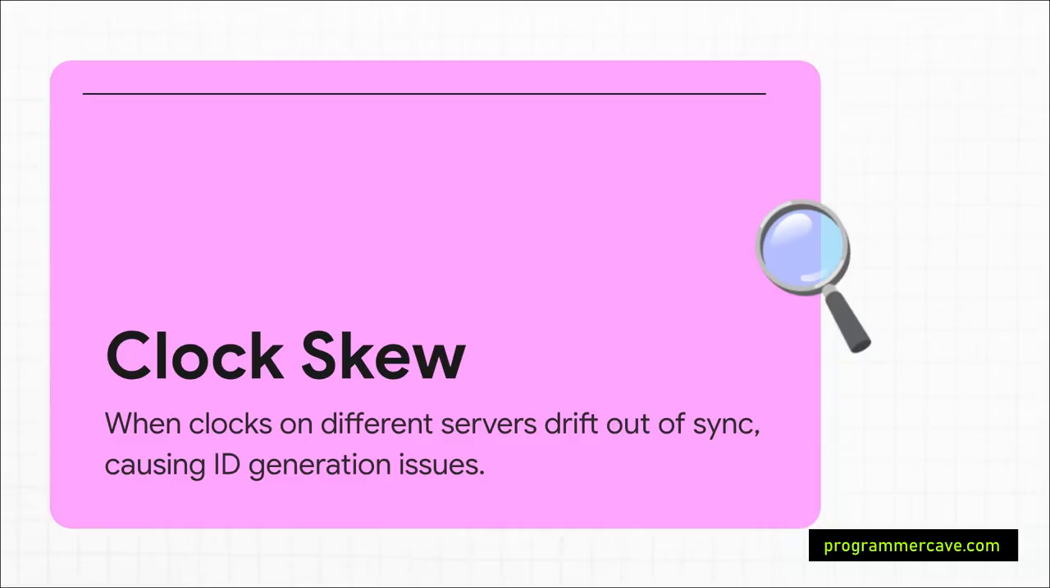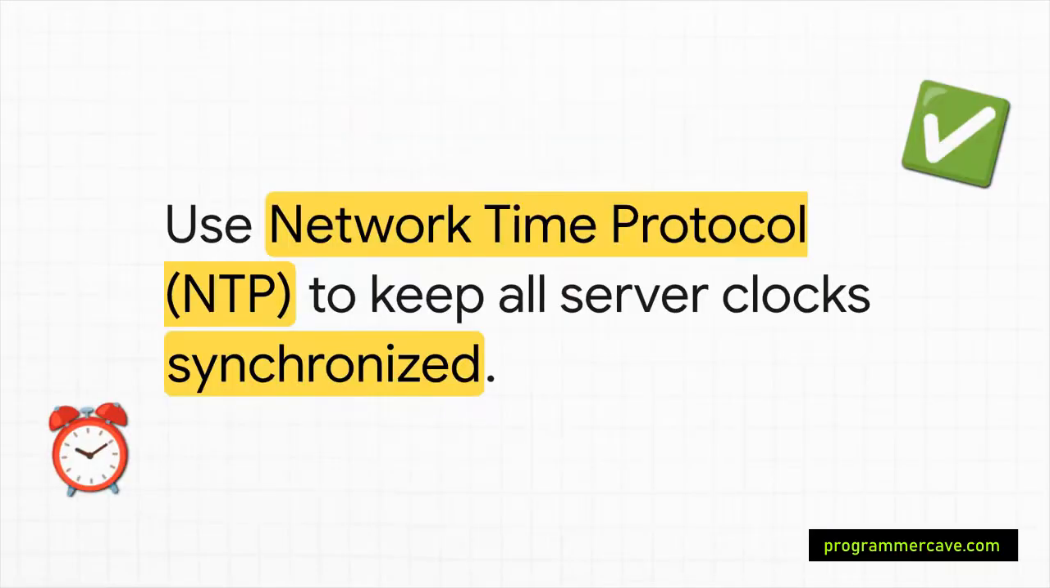You know, if one server's clock runs a little fast, it might generate IDs that look like they're from the future. But even worse, if a clock ever jumps backward, you could start generating duplicate IDs, which, as we know, violates our #1 rule. Thankfully, the solution is a well-established industry standard. You just use Network Time Protocol, or NTP, to constantly synchronize the clocks on all your machines. In fact, a robust implementation, like you'll find in some popular Go libraries for Snowflake, will have a safeguard. It will flat out refuse to generate an ID if it detects its own system clock has moved backward.